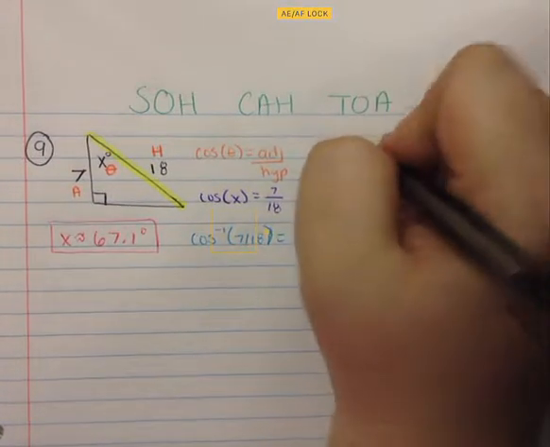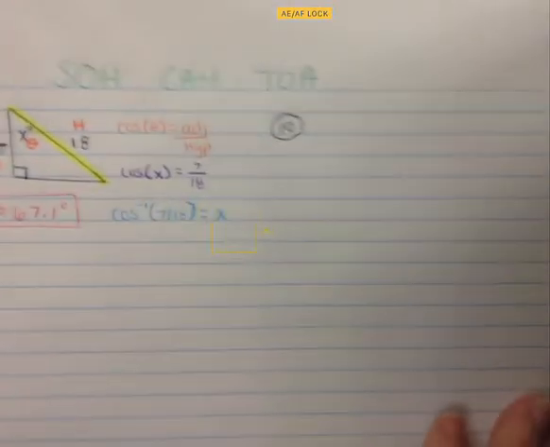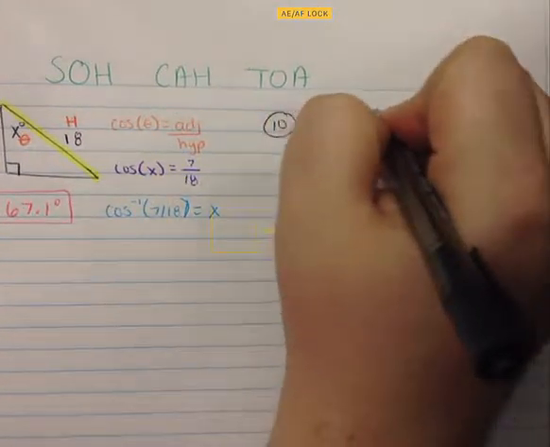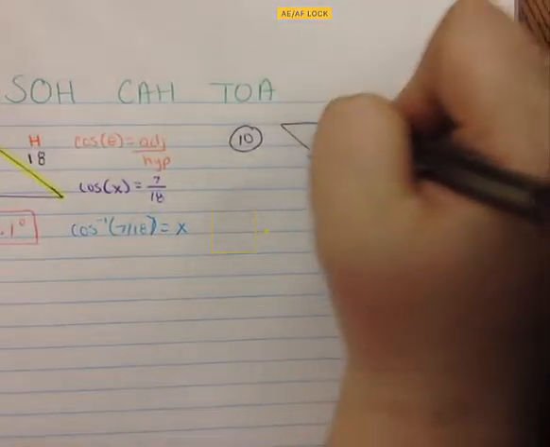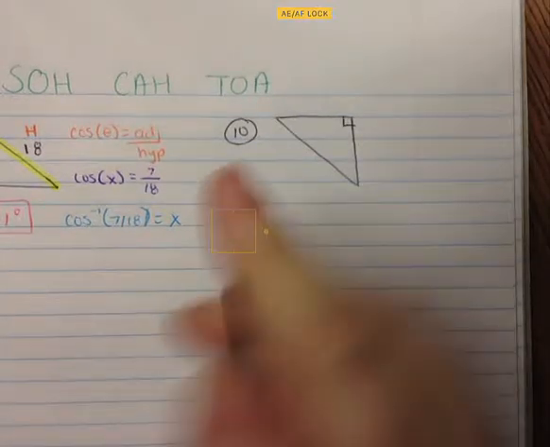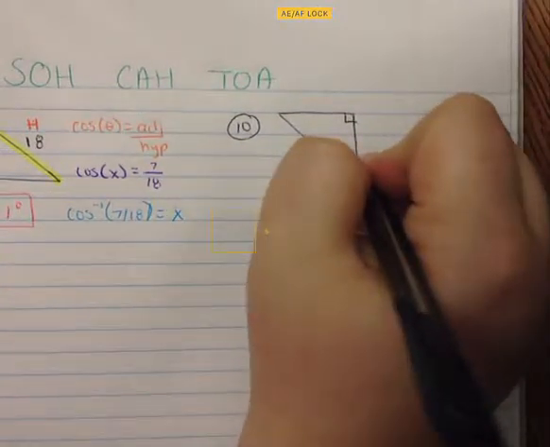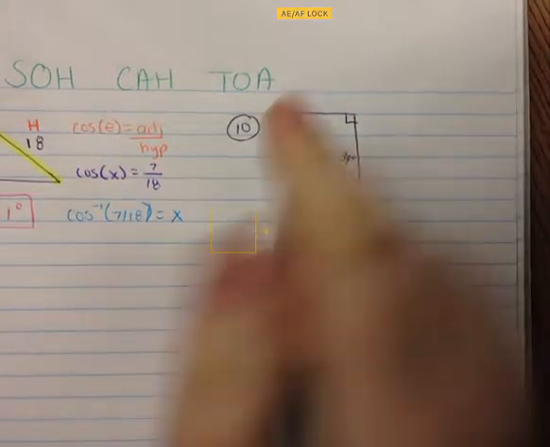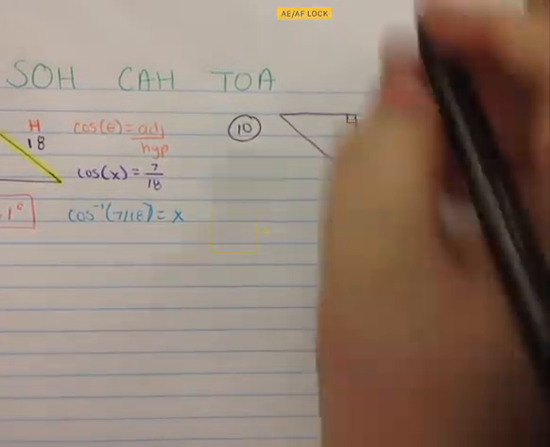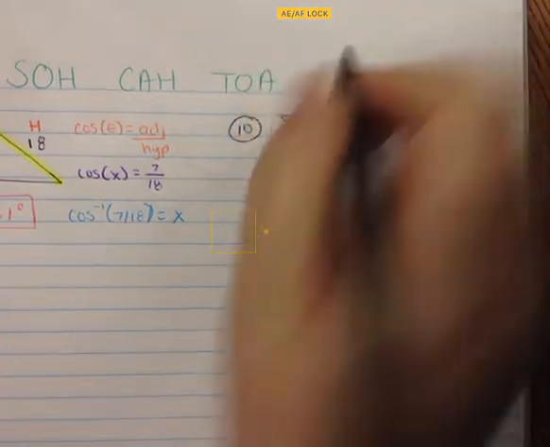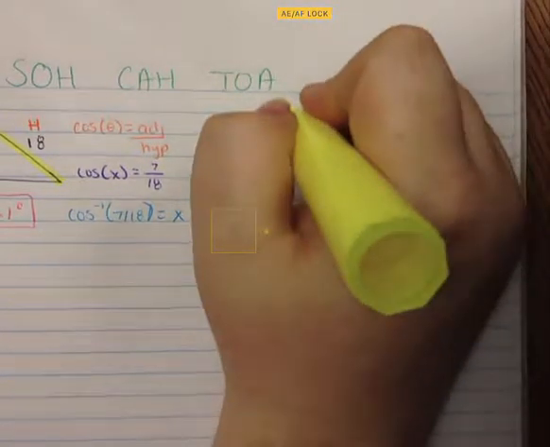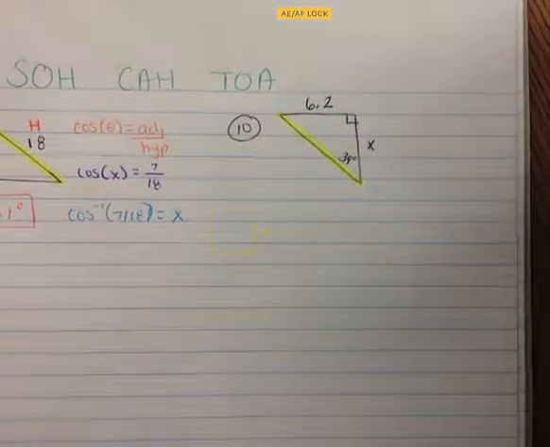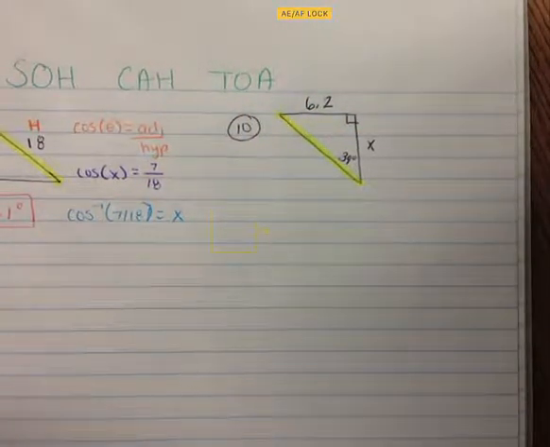Number 10, I'm going to put it beside it. I'm going to draw a figure. Put a right angle. I have a 39 degrees down here, an x on the side, and a 6.2 up top. The first thing I'm going to do is highlight what looks like the hypotenuse. Then I'm going to label the triangle.